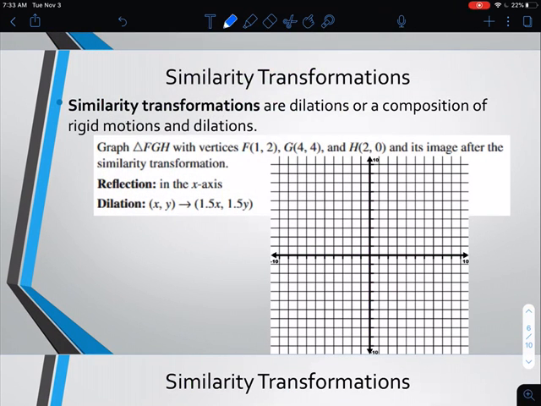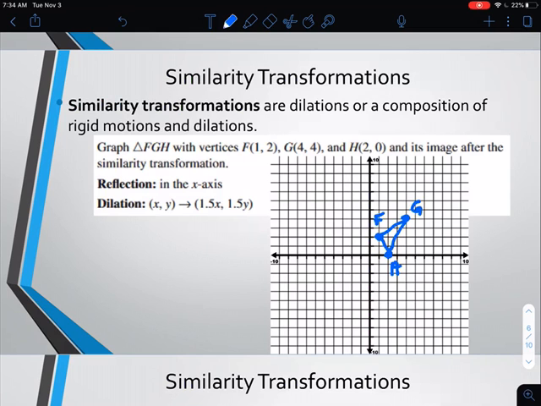Now for similarity transformations. If we want to actually perform similarity transformations, what's going to happen is we're going to have some type of dilation or a dilation mixed with another type of transformation, like a translation or a reflection. So in this case, all you do is you simply take one transformation at a time. So for instance, if I wanted to graph triangle FGH, F is located at 1, 2, so I go right 1 and up 2. There's going to be F. G is at 4, 4, so I go right 4 and up 4. So there's G. And then H is at 2, 0. So I've got F, G, and H. And here's my original triangle.